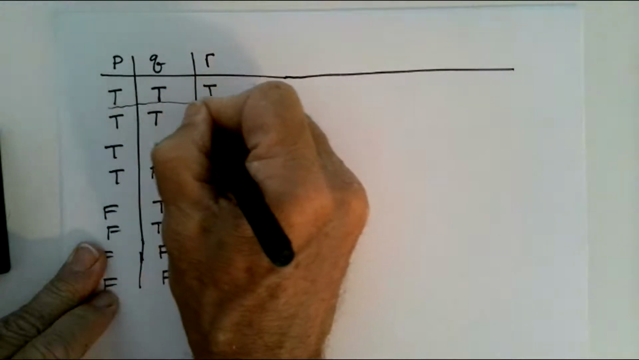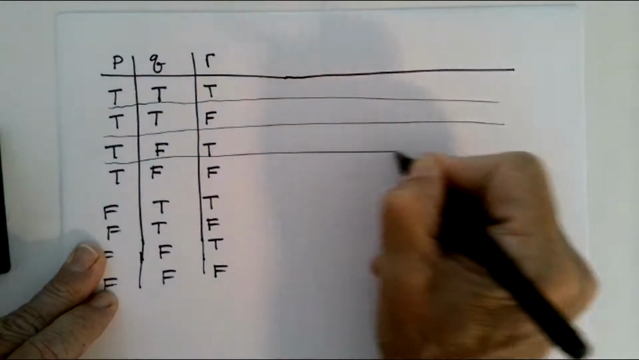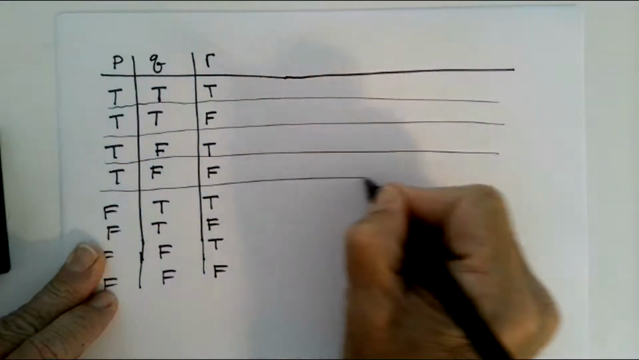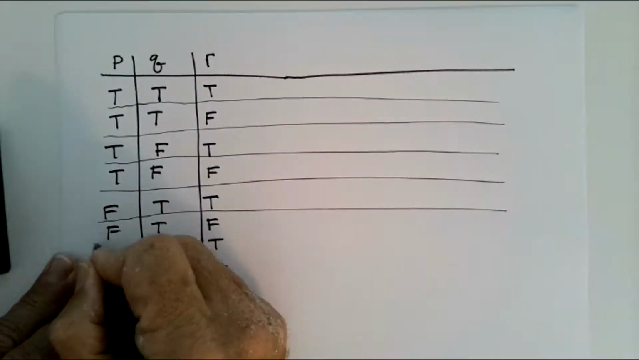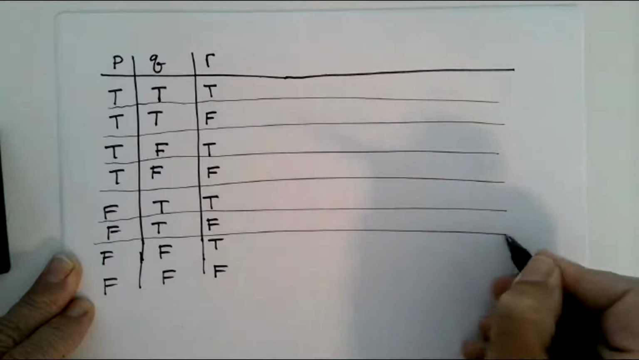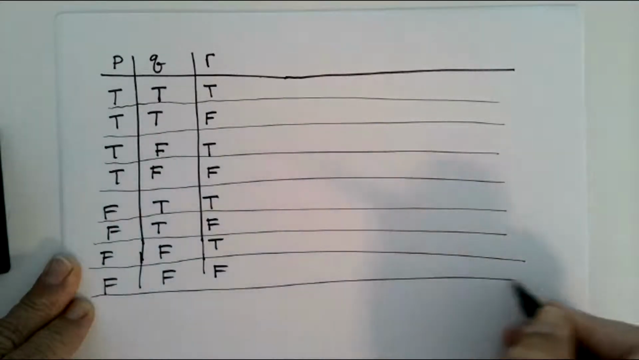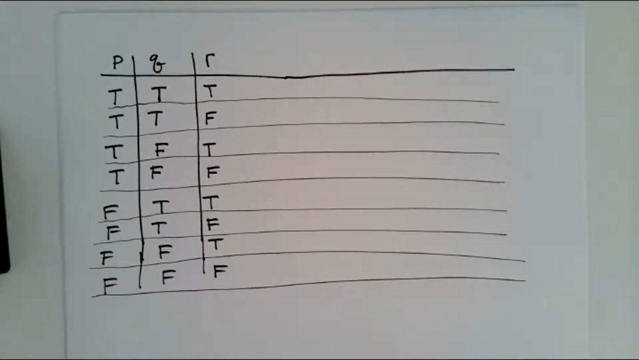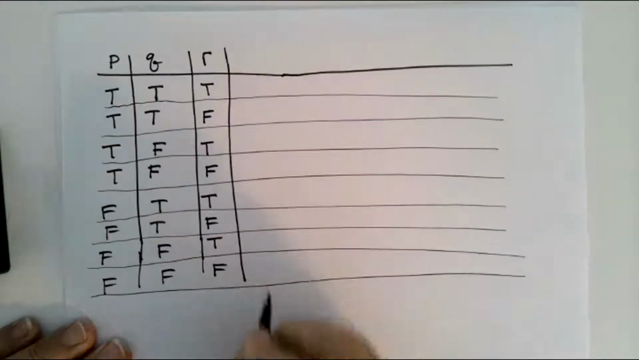So our first line, TTT, TTF, TFT, TFF, FTT, FTF, FFT, FFF. So those are all 8 cases. When you have 2 letters, you have a total of 4 cases. When you have 3 letters, you have a total of 8 cases. So that is our setup.